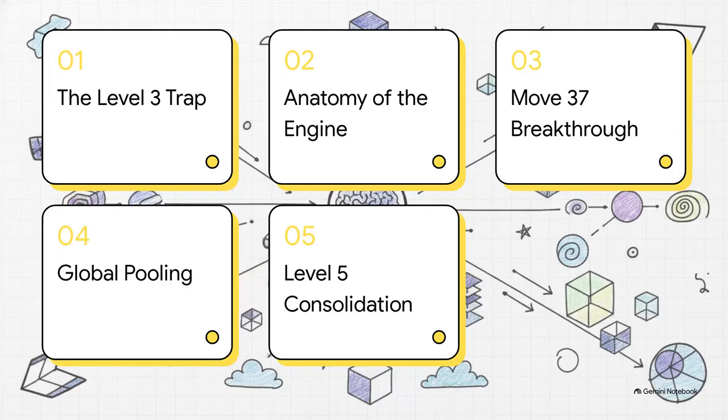To decode all of this, here is our roadmap for today. 1. The Level 3 Trap. 2. Anatomy of the Engine. 3. The Move 37 Breakthrough. 4. Global Aggregation Pooling. And finally, 5. The Level 5 Consolidation. Let's get into it.